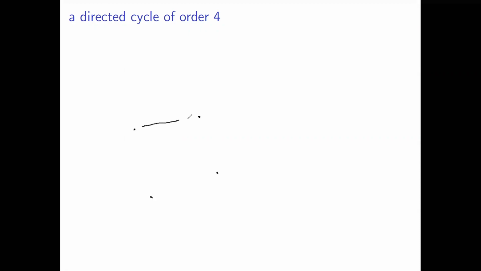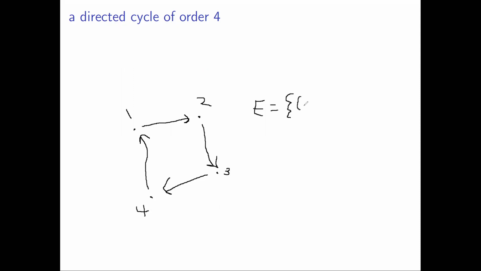Let's look at another example. Now we'll look at a directed cycle of order 4. We still have 4 vertices, but now we get an extra edge. Here, the edge set, our relation for this directed graph, is the following set of ordered pairs. We have (1, 2), (2, 3), (3, 4), and (4, 1).